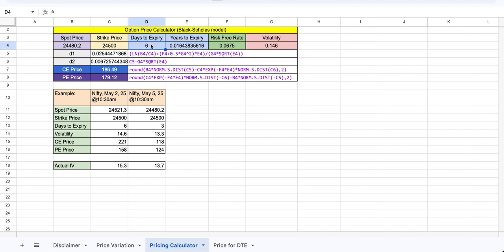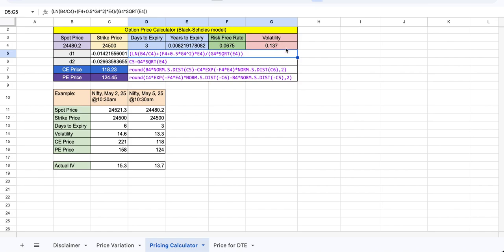Strike price we are not changing. Days to expiry is 3. Volatility is 13.3, so 133. Okay, so if we do that, it is coming out to be 114 and 120, while here it is 118 and 124, pretty close. But if instead of 133 we consider 137, you see it becomes 118 and 124, which is exactly the value we are getting here.